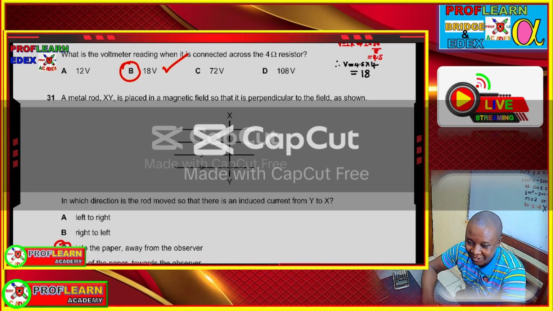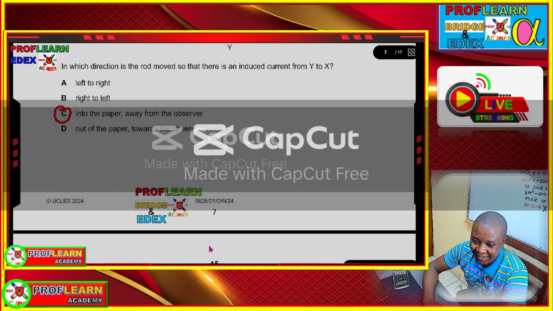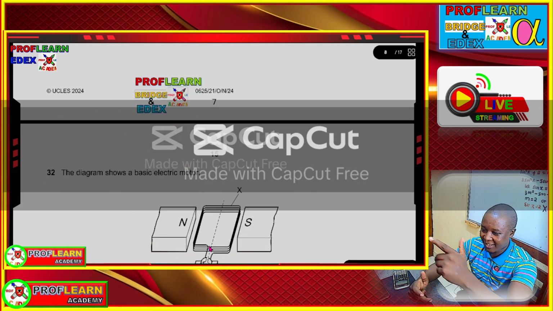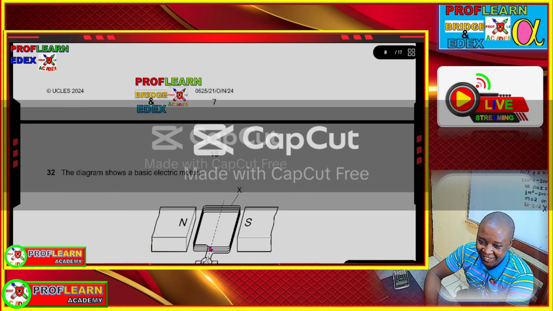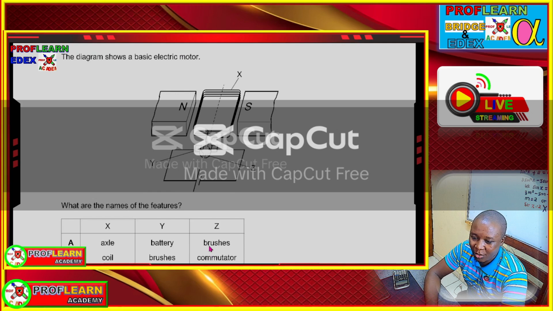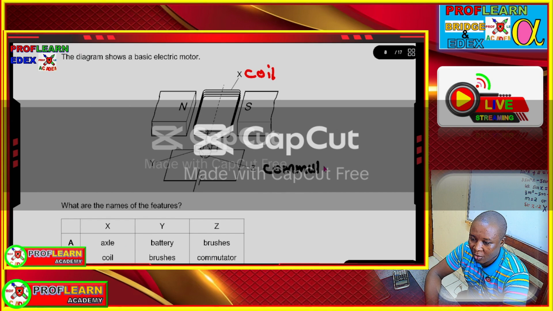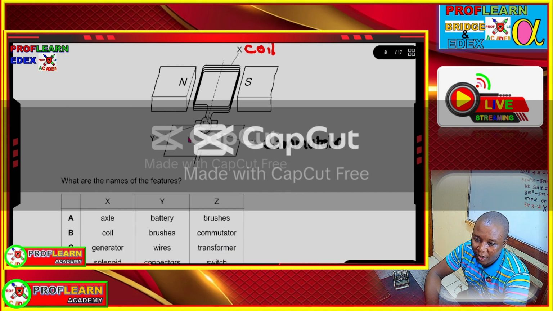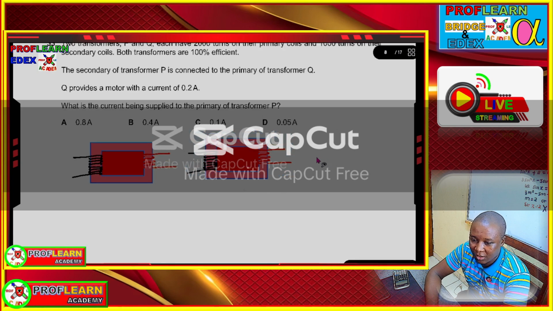Well, right, so it will be out of the page. So I believe we are going to do this kind of thing. In order to get that, we are supposed here to identify the parts. This is the coil. We have here the split rings, and this is the commutator, and then we have these end brushes, and the answer is A.